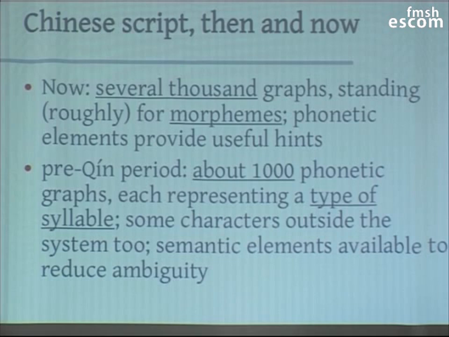Now, if you're learning Chinese, you have to learn several thousand graphs, which stand roughly for morphemes. The phonetic elements are still there, and they do provide useful hints, but they're certainly not the basis of it. Basically, what you have to do is learn several thousand graphs. And the more thousands, the more literate you are, but just to read a newspaper, you need 3,000 or 4,000 probably.